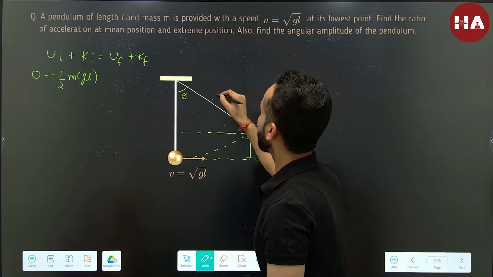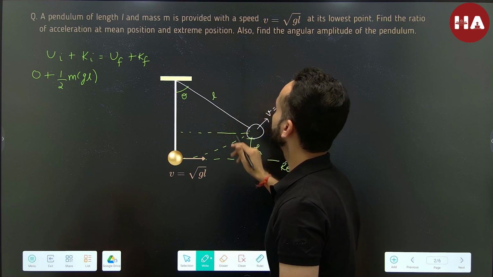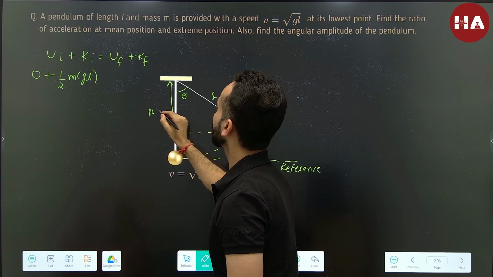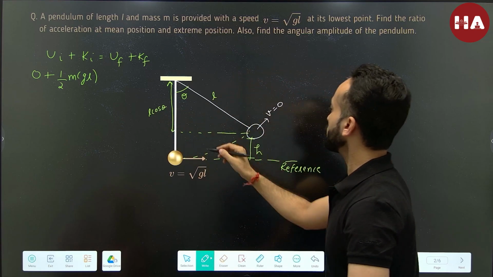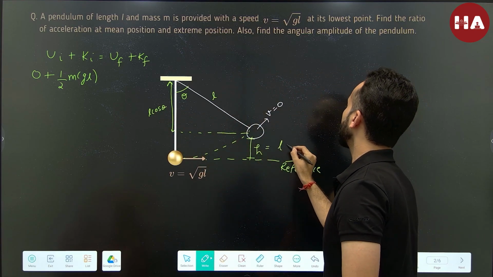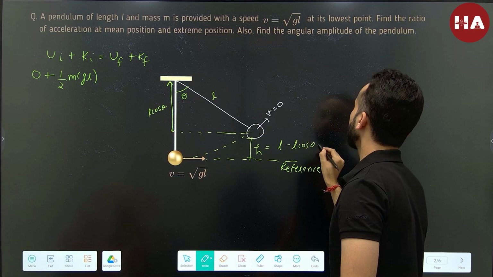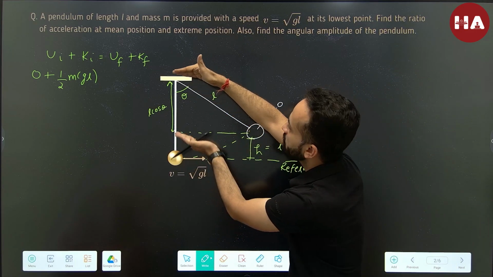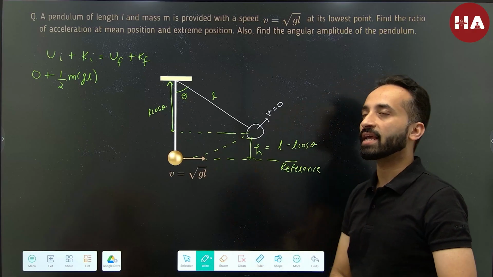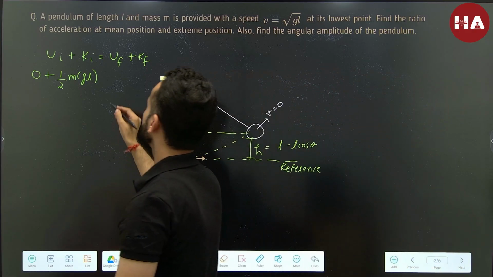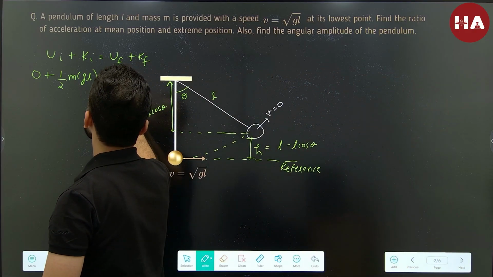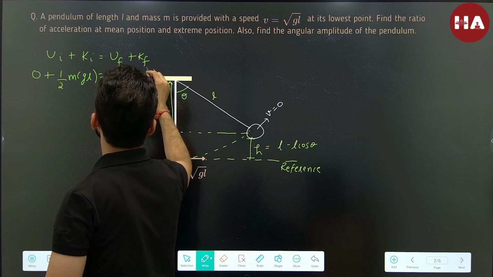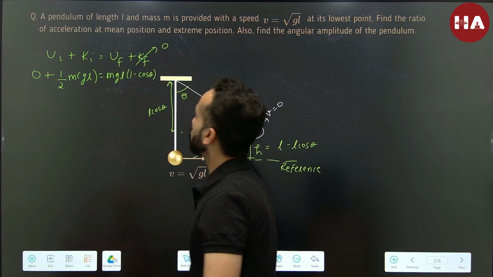Alright, so this is L. So this is going to be L cos theta. So this height is going to be L minus L cos theta. This total is L, this is L cos theta. So this height is L minus L cos theta. So final potential energy I am going to write mgL in bracket 1 minus cos theta. Final kinetic energy is of course 0.